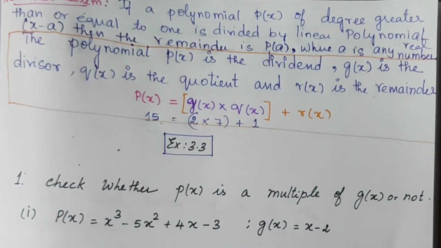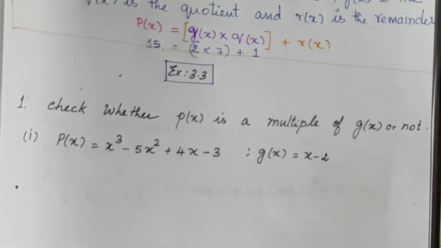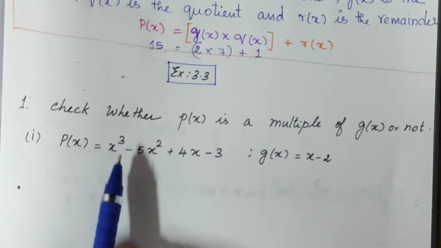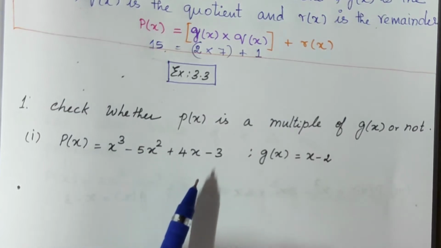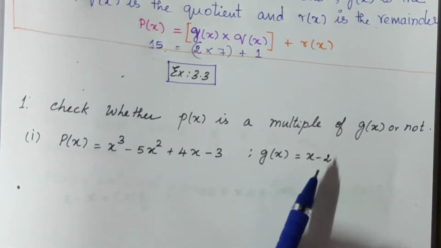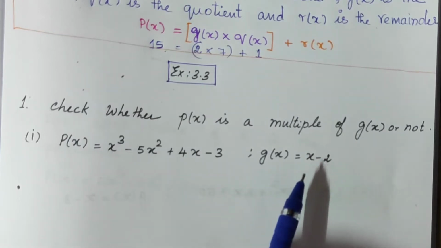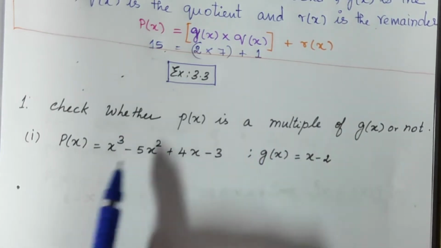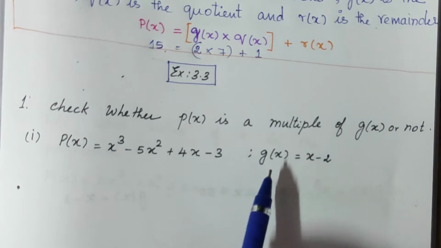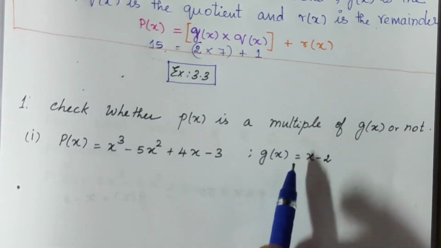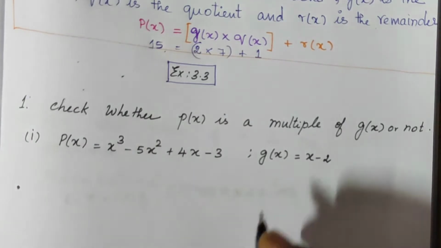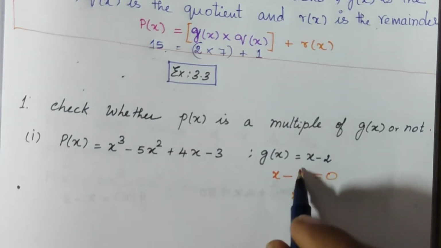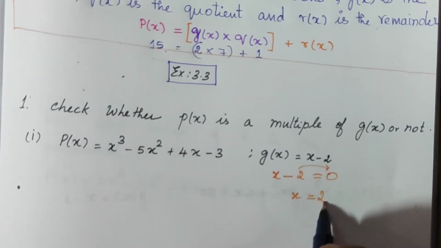Okay, so we'll start exercise 3.3 now. Check whether p of x is a multiple of g of x or not. p of x is equal to x cube minus 5x square plus 4x minus 3, and g of x is equal to x minus 2. So we have to check whether p of x is a multiple of g of x. So you consider x minus 2 is equal to 0. Therefore, x is equal to 2.